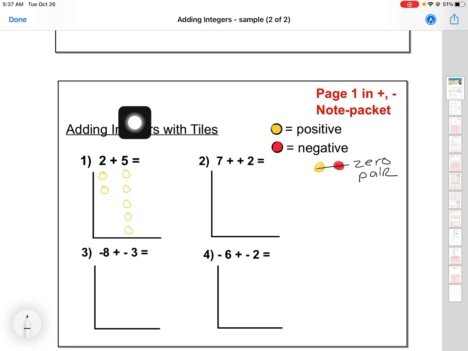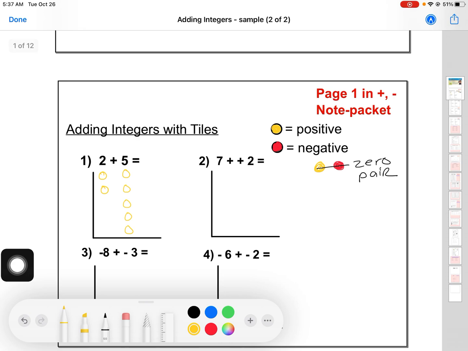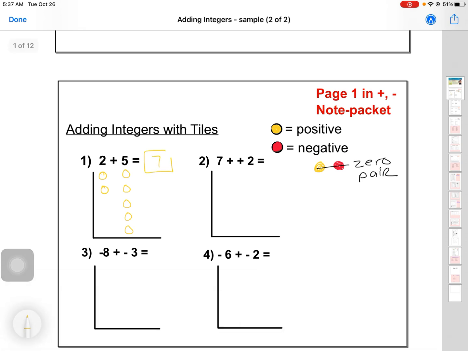When I look here, do I have any 0 pairs? Nope. So I simply would just count how many chips I have, and together I have 7 yellow chips, which means 2 plus 5 is 7, which I know you know, but we're just looking at trying to be able to represent that with chips.